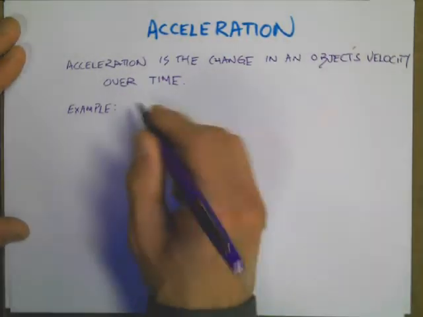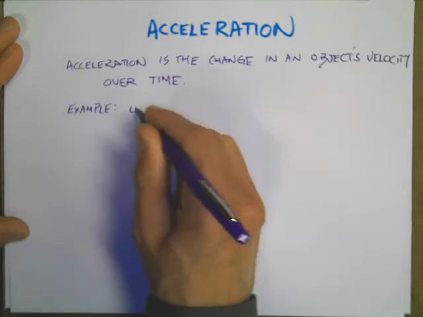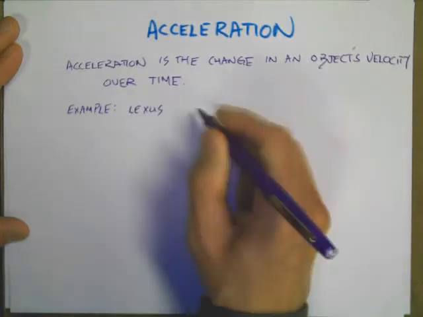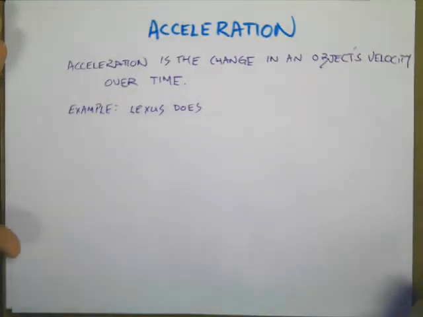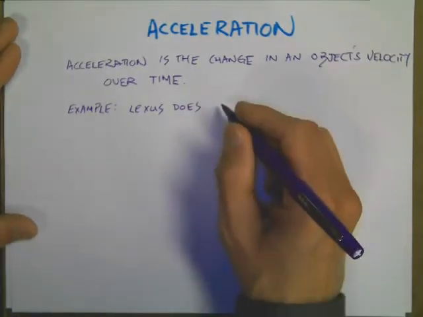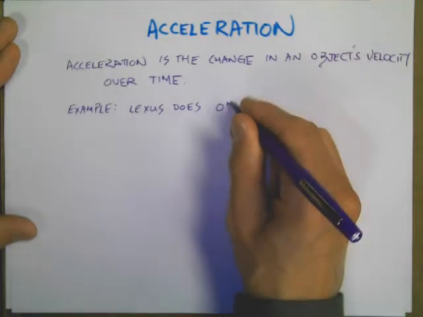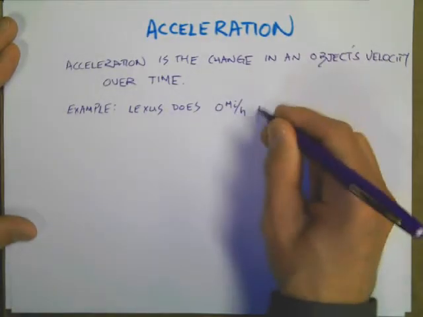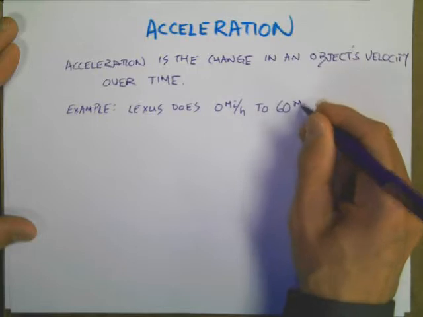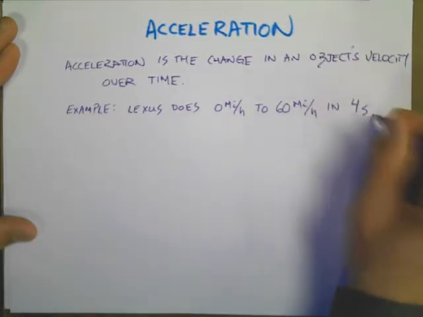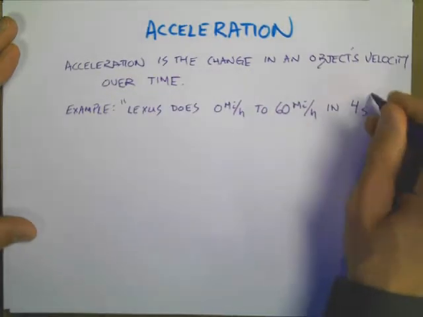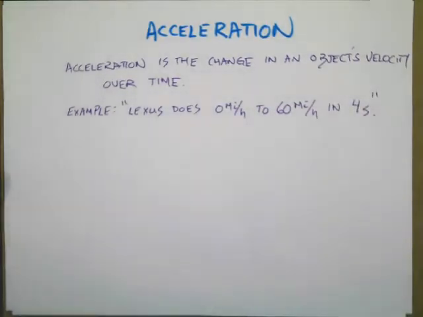So you could say, I'm going to say Lexus, but this is really not an endorsement of Lexus here. The Lexus does 0 miles per hour to 60 miles per hour in 4 seconds. I'll put that in quotes because that's what you might hear. So the question is what are they really selling you here?